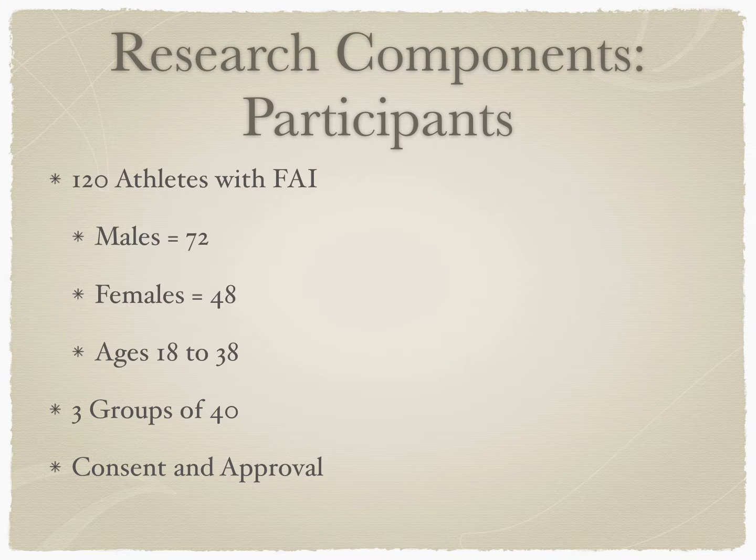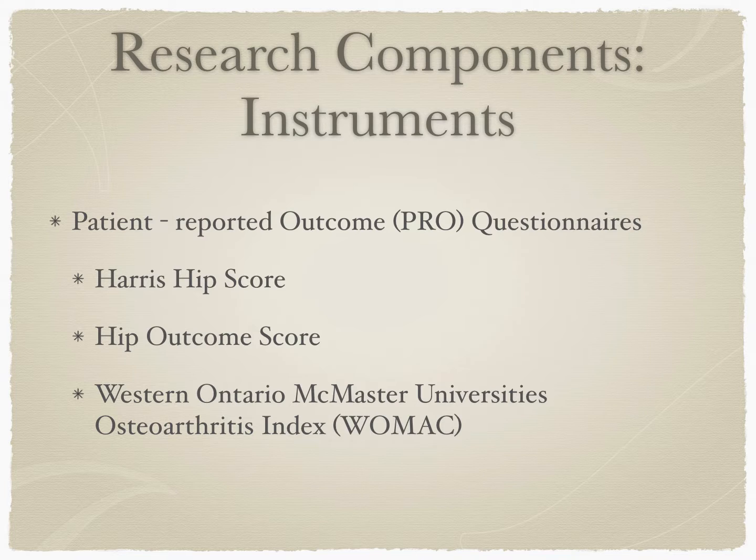Each individual received a consent form explaining the study, the purpose, and their ability to withdraw at any point in time, and this was approved by the Institutional Review Board. The 3 questionnaires that were used were the Harris Hip Score, the Hip Outcome Score, and the Western Ontario and McMaster Universities Osteoarthritis Index, the WOMAC. These were patient-reported outcome, or PRO, questionnaires. Each one was valid and reliable, and different ones assess different domains such as pain, disability, function, and discomfort within the hip joint.